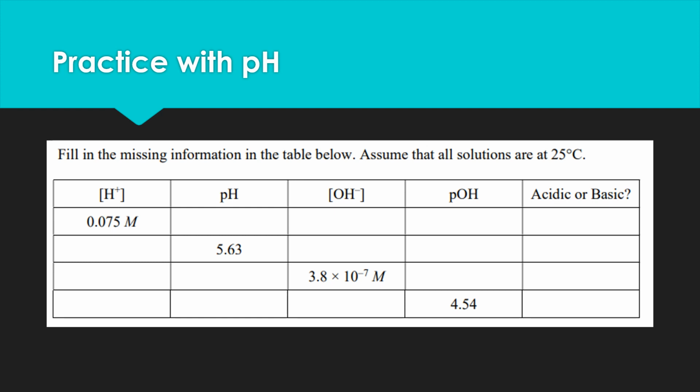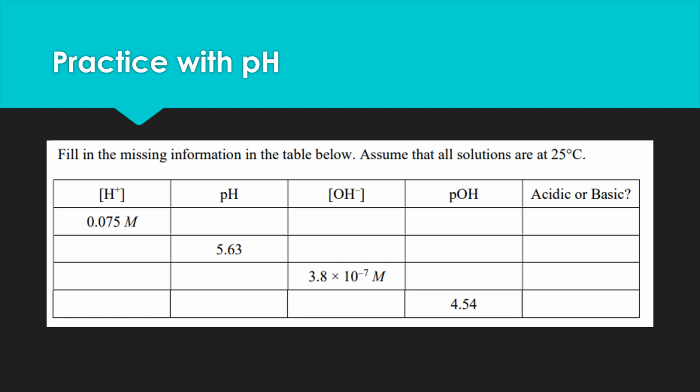All right, so we're going to do some practice with pH. I'll do a line of them with you, and then it'd be a good idea to pause and work through your calculations, really practice, so that you can see if you've got it down, and then check your answers, okay? So we've got, in our first column, the hydrogen ion concentration, then in the second column, we're looking for pH, OH minus concentration, pOH, and then is it acidic or basic?